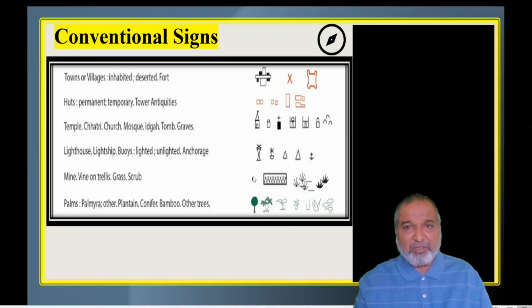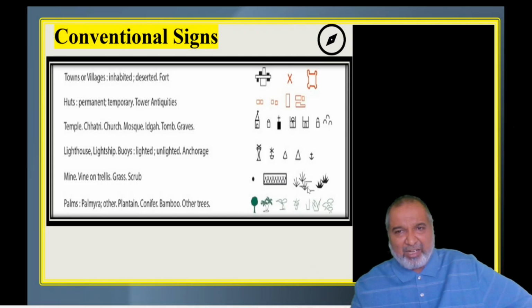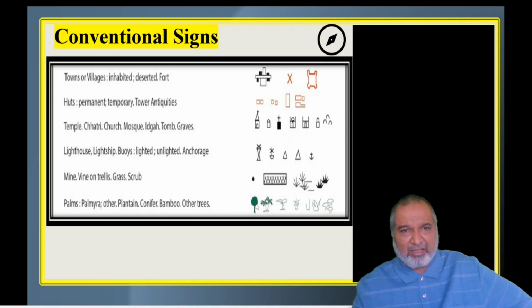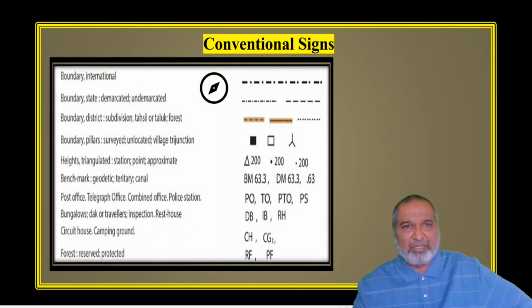Yes, the dot which is there is a mine. For the geologist, at least we should know the mine. This is the grass. Yes, scrub is there. At least grass you should remember. Palm trees we don't have in India. Very few places have palm trees, in a desert area. The rest we don't have, so we don't have to bother about this one.